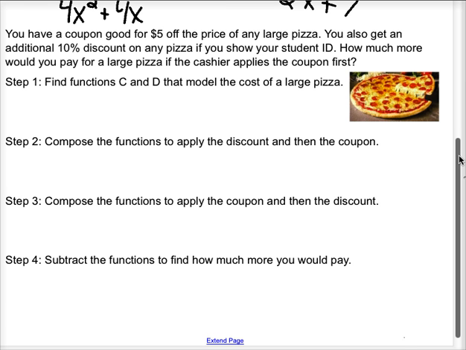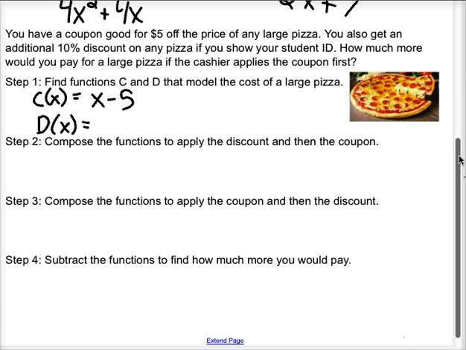And you can actually solve this question by using a composition of functions. So we want to find functions C and D to model the cost of a large pizza. So we're going to let C of x represent using the coupon. What the coupon will do is it takes the value of the pizza and we take $5 off of that. The discount, what the discount is going to do is it's going to take our pizza, our x, and take 10% off of x.